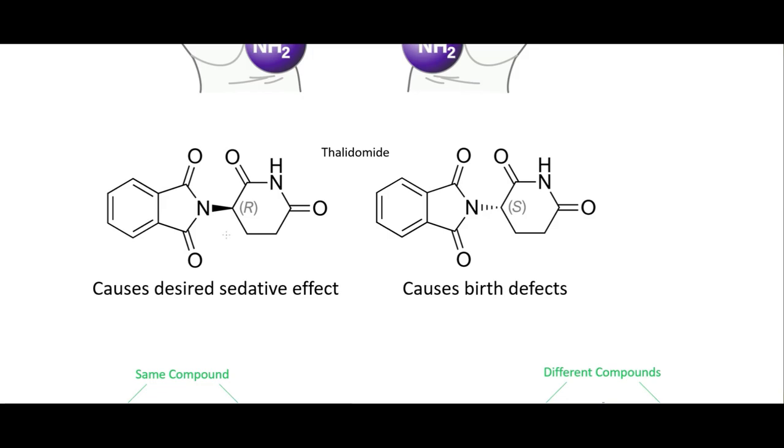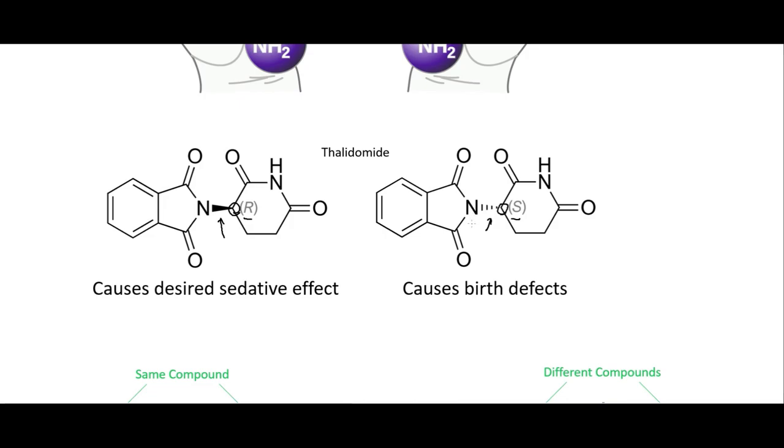So we see this one has this wedge here, so it's coming out of the screen, where this has the dashes here, so it's going into the screen. We will discuss later, probably in this video, this R and S, what that means. But that's just distinguishing between the two chiral centers, which is what this atom is right here, and this atom is right here. Those atoms are called chiral centers because that's where the chirality is occurring.